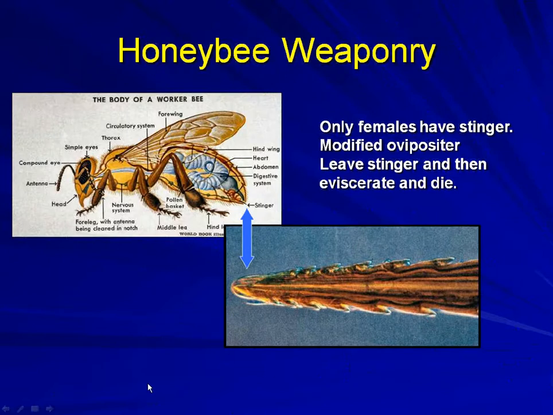The weaponry that's involved, we're talking about the stinger, and only the females have a stinger, and it's basically a modified ovipositor, and the female will leave that stinger in the victim and then eviscerate and die. Pretty tragic way to go. And then the patient is left having to deal with the venom and the pathophysiologic consequences.